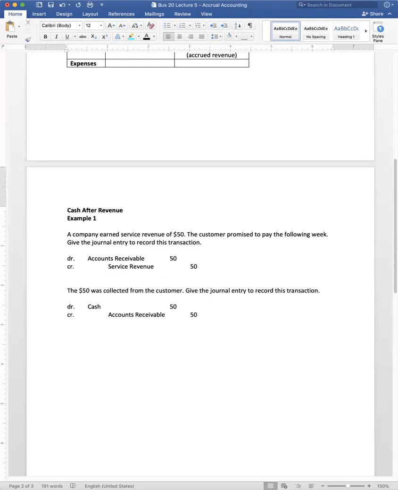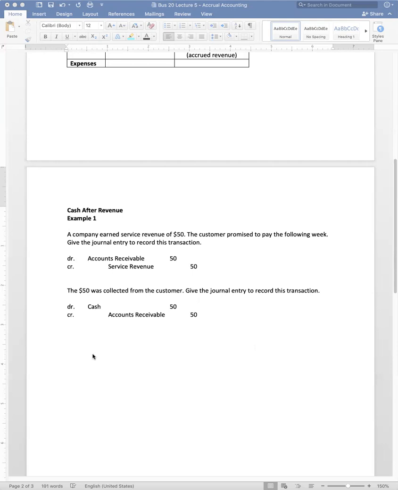But let's talk about the other side of it. That's something we haven't really discussed. What happens if we have cash before we have revenue? Now, I know it may seem weird. Why would somebody pay for something before they get anything, right? Why would a customer pay in advance? Well, there are certain industries, certain businesses where it's very common for customers to pay in advance.